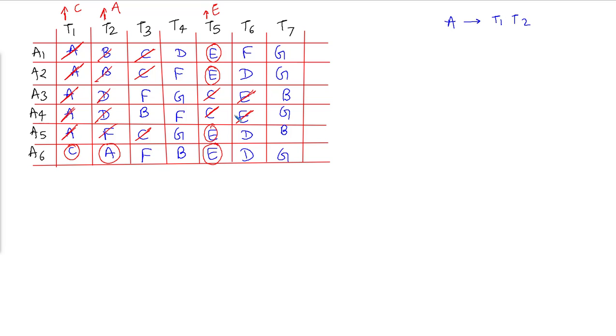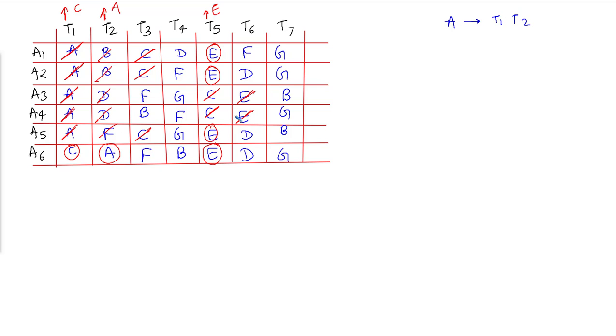We know that terrorist T1 is C, terrorist T2 is A, and T5 is E. Now we need to identify T3, T4, T6 and T7. Over here we need to make some assumption, but we cannot make multiple assumptions. Our first assumption was terrorist T1 is equal to C. We cannot make any other assumption.